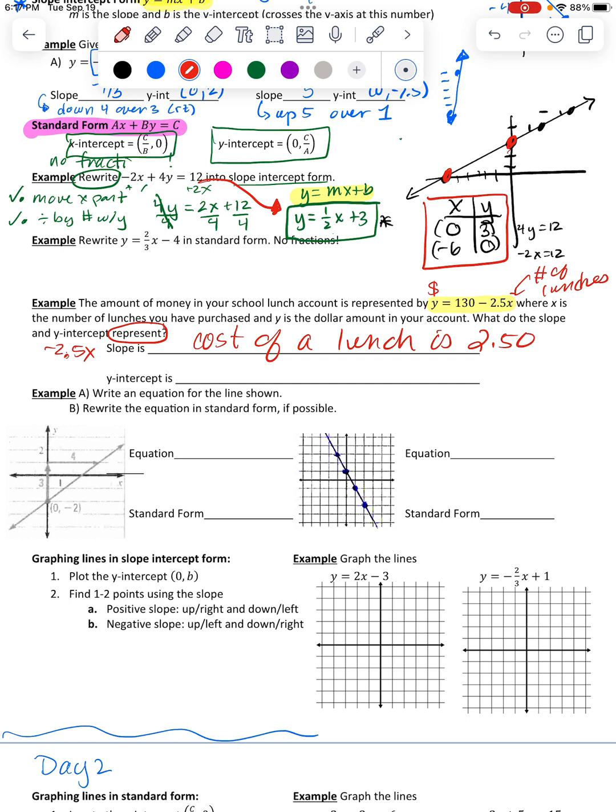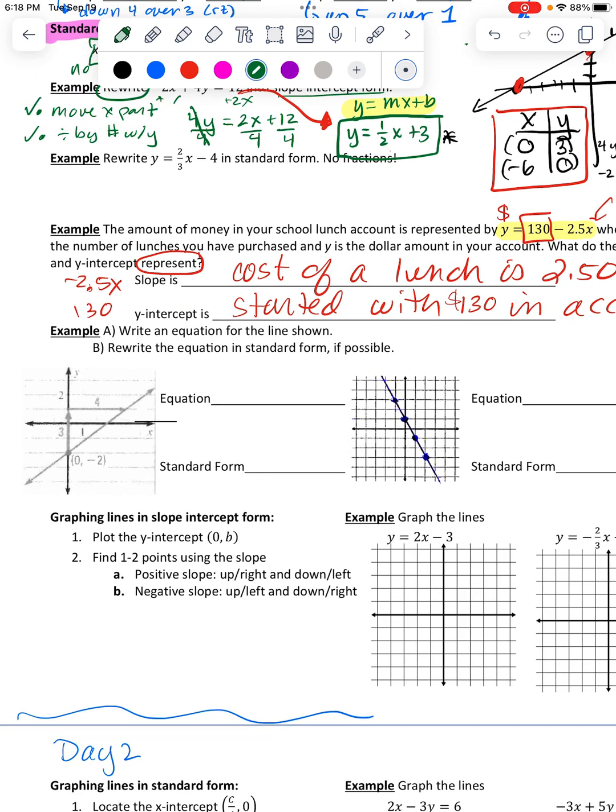The y-intercept is the number that's not attached to an x, so that's the 130. And since they did it as subtracting from the 130, that's a reminder of what you started with. Because keep in mind, y-intercept is like your starting amount, and so that's how much you started with. So you started with $130 in the account, and then you spent it $2.50 at a time.